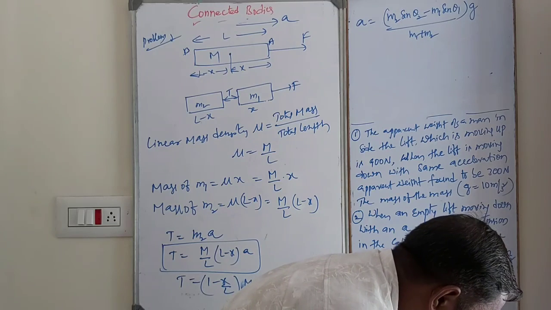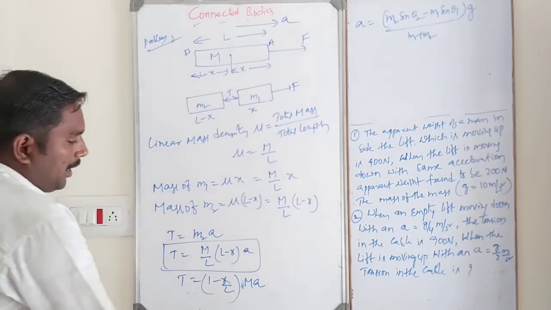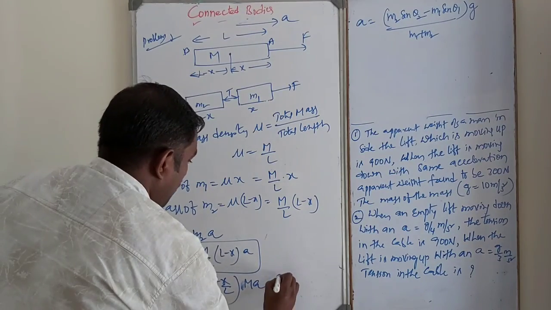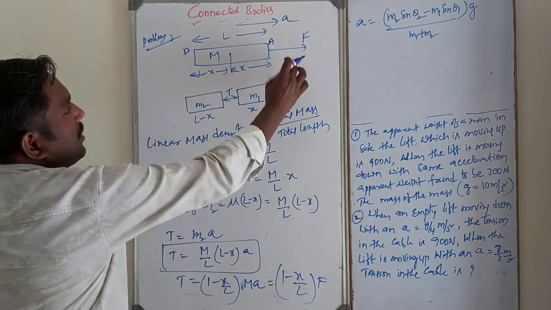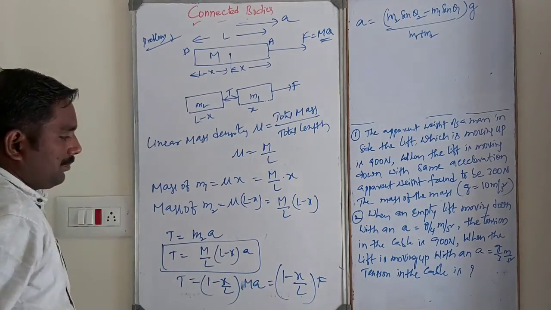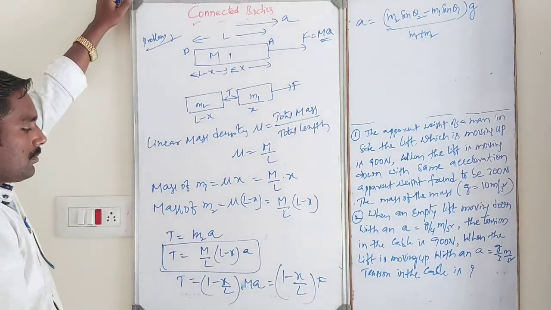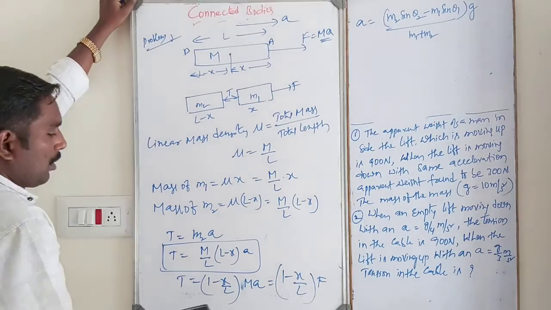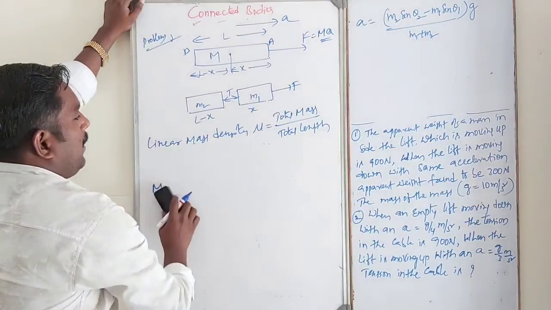Next, one more problem. So MA is nothing but a force. (1 minus x by L) into M, this is F. F is equal to MA. Okay? This is an important problem. Next one.